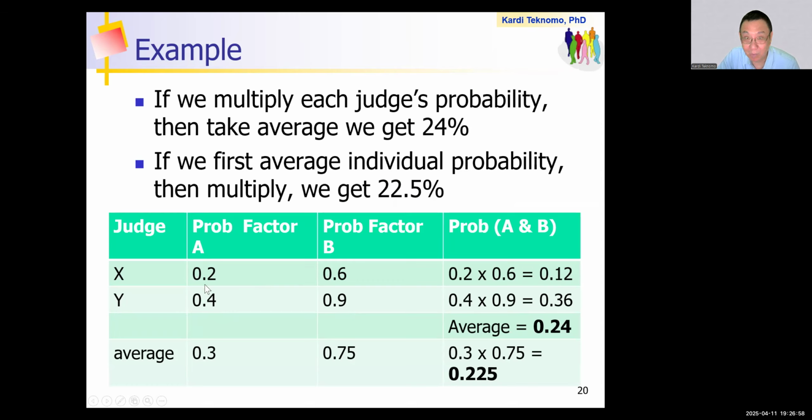Now compare this. What will happen if you take the average first? So 0.2 and 0.4, the average is 0.3, right? 0.6 and 0.9, and then the average is 0.75. And then you multiply. You will have different values. If you multiply each judge's probabilities, then take the average, you will get 24%. But if you first aggregate individual probability, and then you multiply, you will get 22.5%.